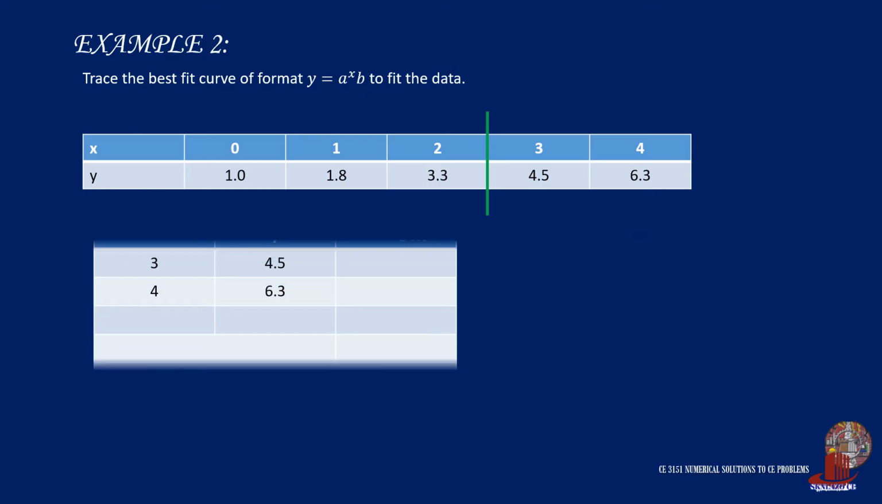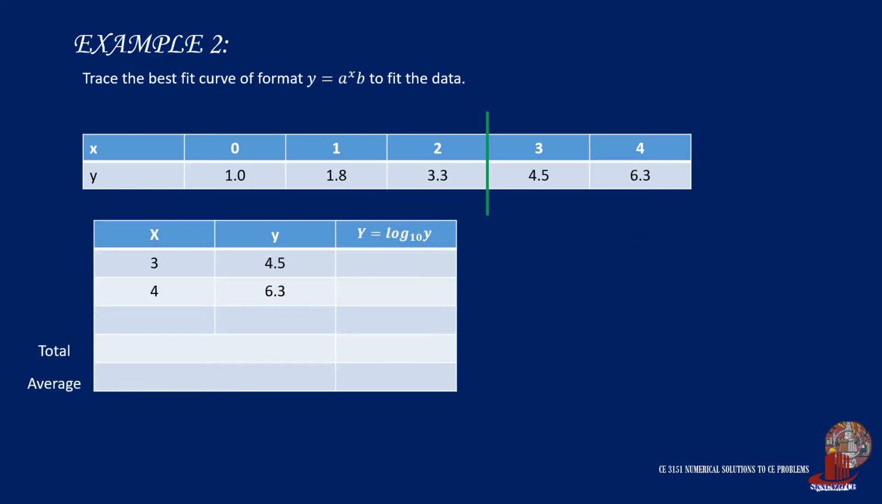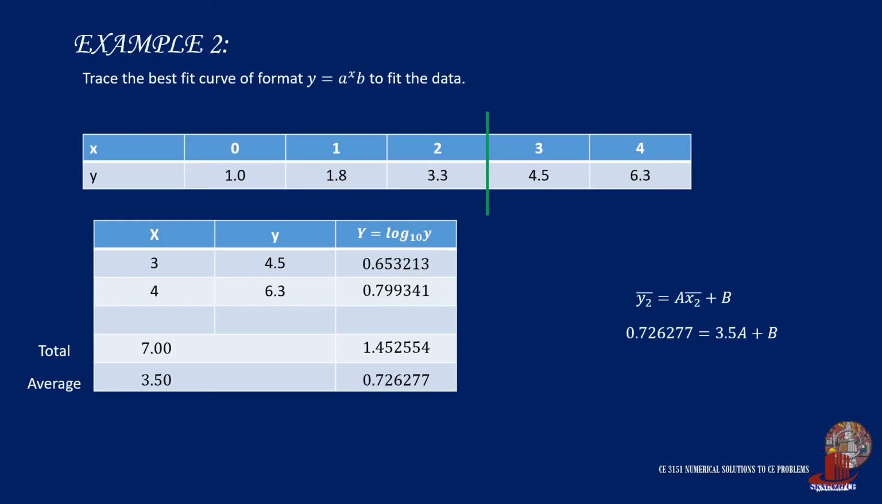The second group would be comprised of only 2 points, but just the same, take the total and average of x and y, where in this case, x is equal to 3.5 and y is 0.726277. The second equation is then taken as 0.726277 is equal to 3.5a plus b.